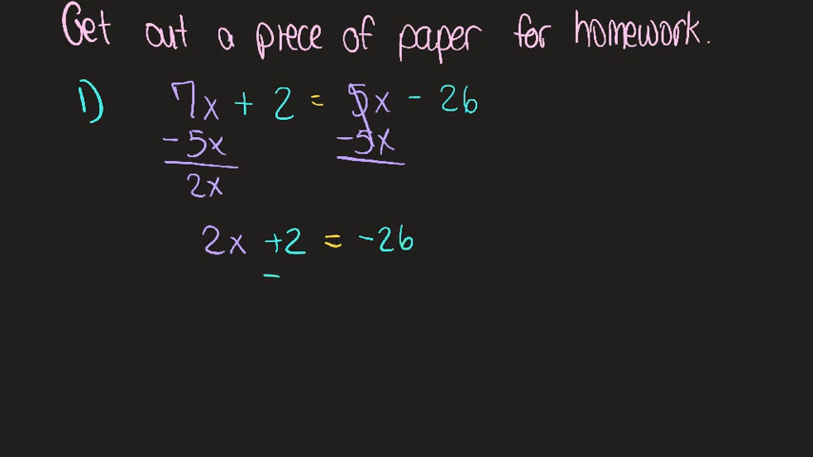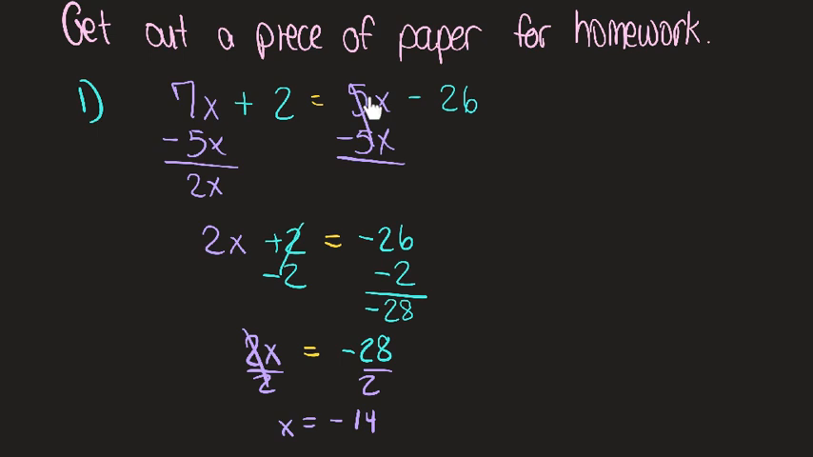I'm going to sing minus 2, cross out. What's my answer? Same signs, find the sum: negative 28. Rewrite the question: 2x equals negative 28. Now we're down to one more song, which is divide by 2, cross out. What's my answer? x equals negative 14.